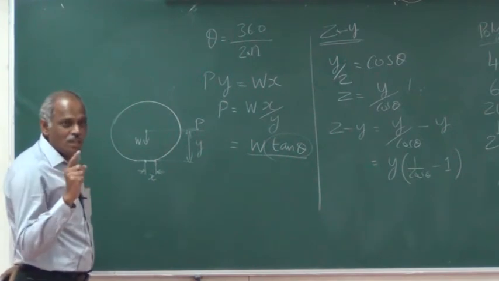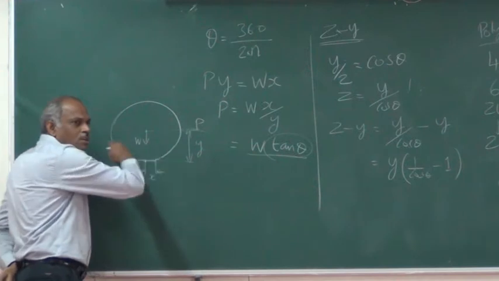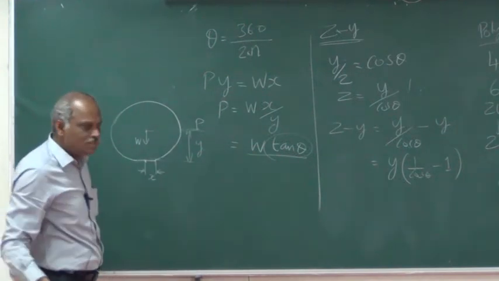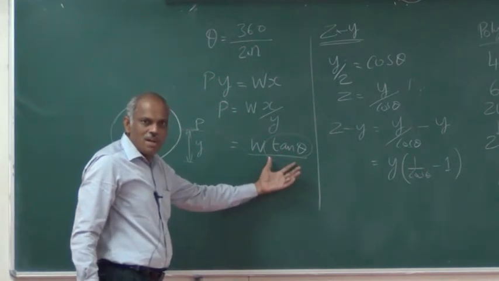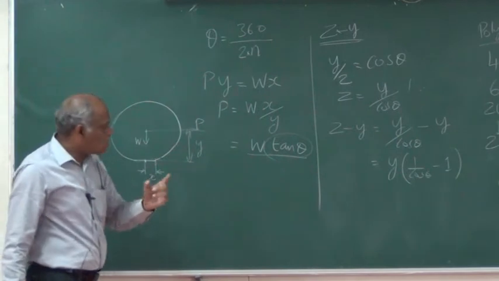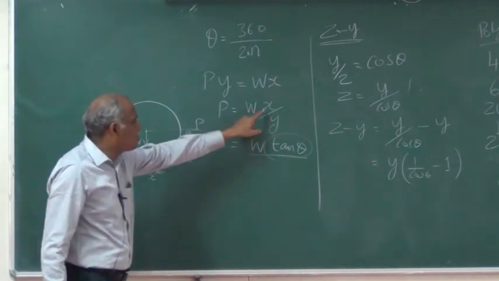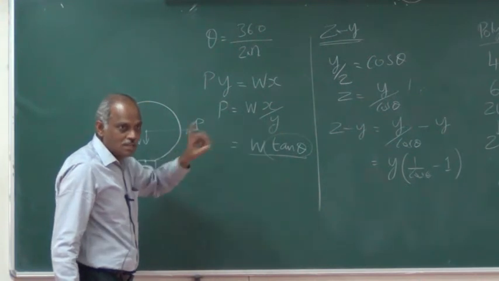But the issue is that this is not going to be zero. The force required to roll is not going to be zero. That means there will be some value of tan theta. Otherwise, you have to apply force. So the force you apply is proportional to x and inversely proportional to y. That means what?